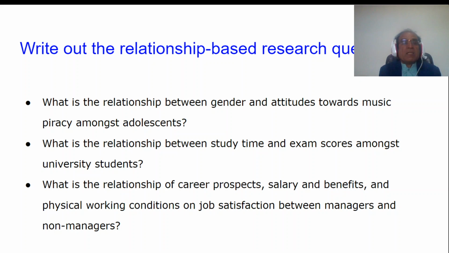First example: what is the relationship between gender and attitude toward music privacy among adolescents? Second, what is the relationship between study time and exam score among university students? Third, what is the relationship of career prospect, salary and benefit, and physical working condition on job satisfaction between manager and non-manager? I hope you will understand the parts of this relationship question and be able to write the relationship question.